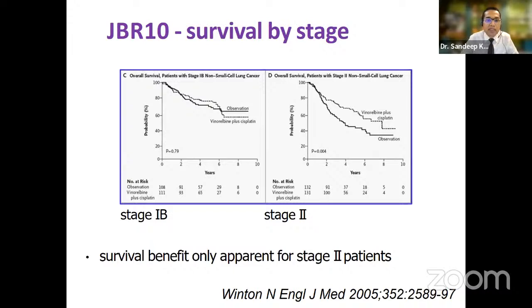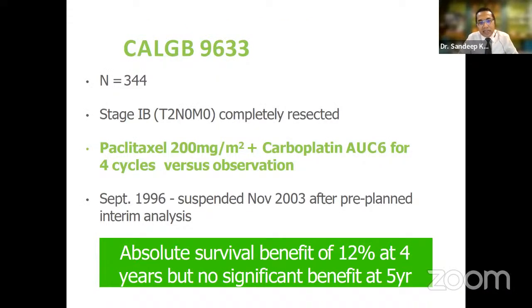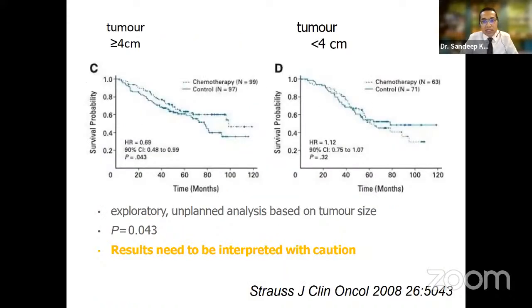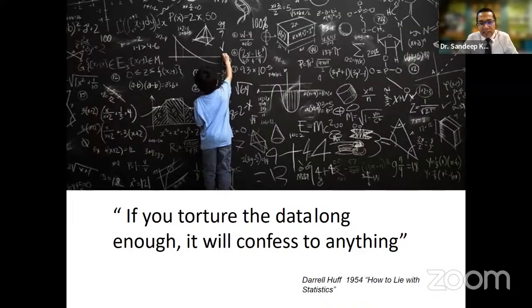get away without chemotherapy. So CALGB 9633 again used a different regimen approach like paclitaxel and carboplatin, and again the benefit was between 10 to 15%, 12% at 4 years, and no significant benefit at 5 years. So this again commented upon the tumor size, which is in stage 1B. Nowadays we look at, that is, if the tumor size is more than 4 centimeters, the patients are eligible. So the size of the tumor makes a difference even if it is an early stage disease. So if you torture the data long enough, it will confess to everything. So that is what we have seen in many of these studies.